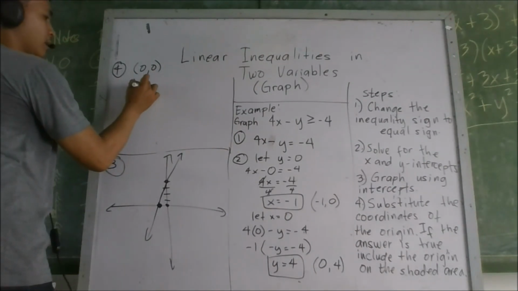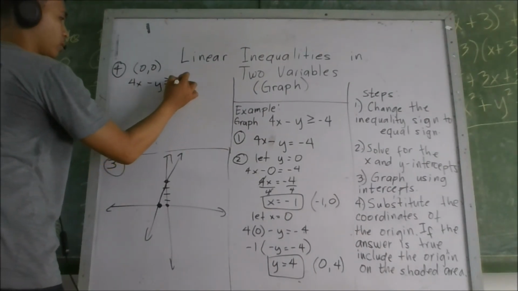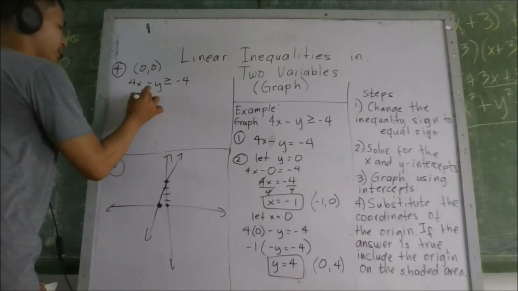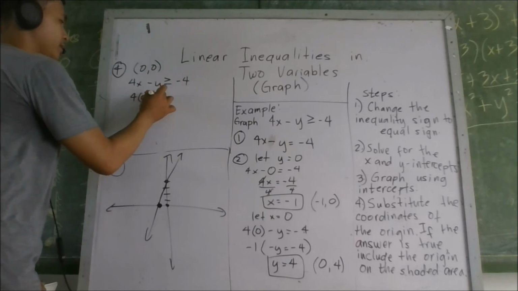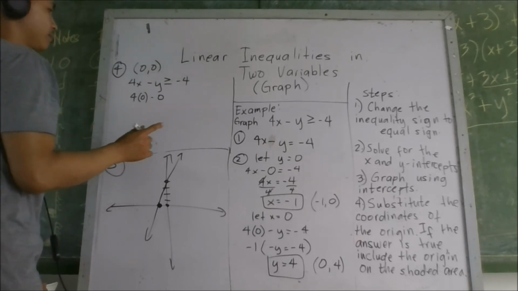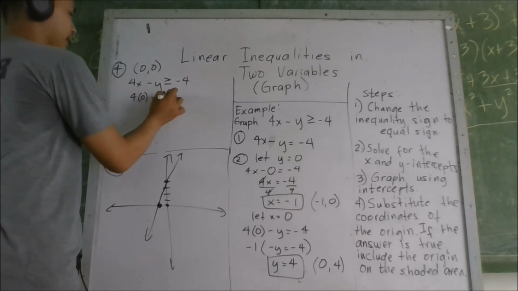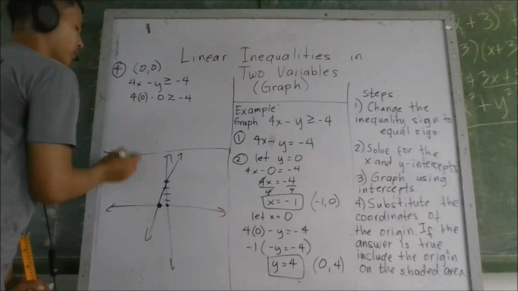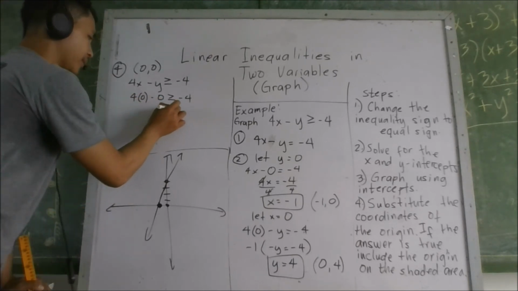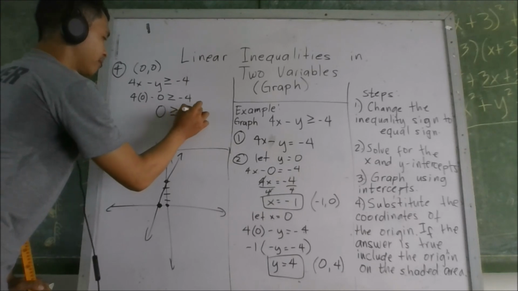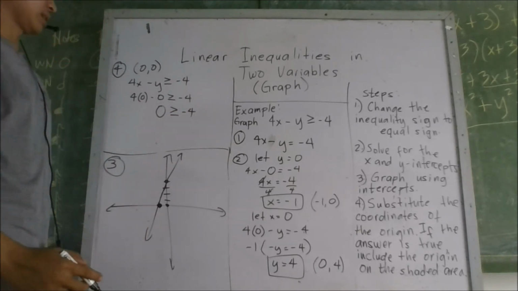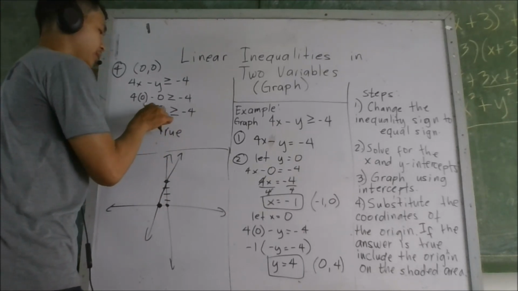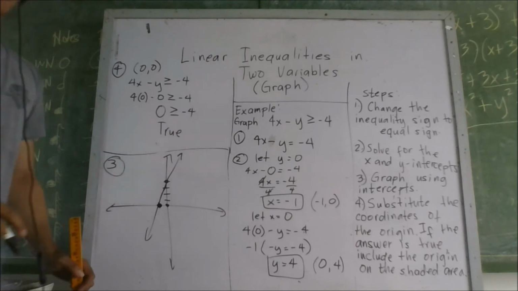So all we have to do is follow the original given. So 4x minus y is greater than or equal to negative 4. Next is 4 times 0 minus 0 kasi nga y and x is 0. That would be greater than or equal to negative 4. Okay? So 4 times 0 is 0, minus 0 is simply 0. Greater than or equal to negative 4. Now in this case, is it true or false? That one is true because 0 is greater than negative 4.